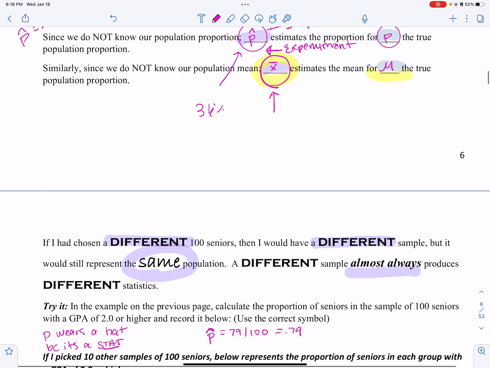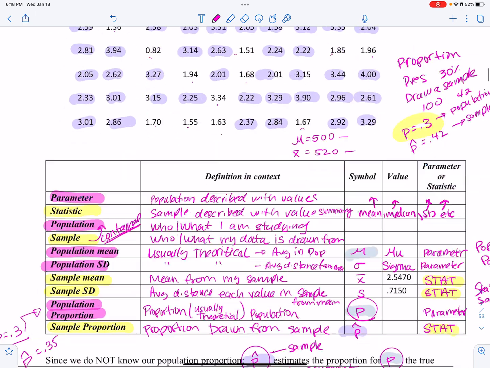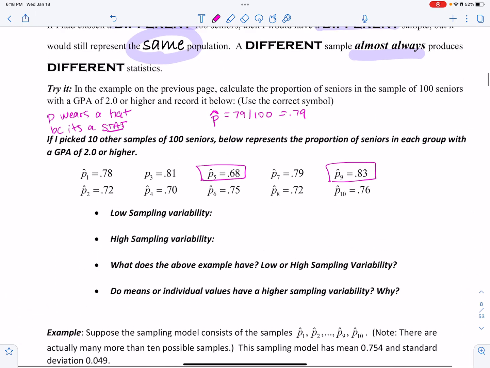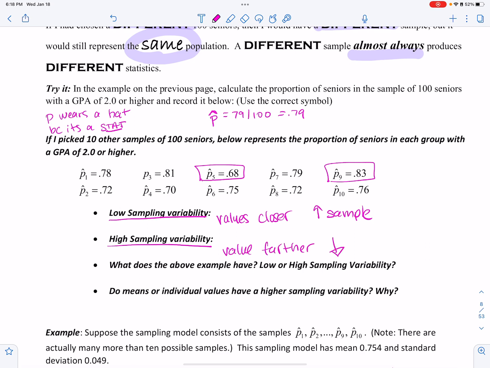But it's a lot less variability than if I look at the proportion of seniors I have, which is 0.79. Low sampling variability is what it's talking about here versus high sampling variability. Low sampling variability is when your values are closer, and the way you get low sampling variability is you have a larger sample size. High sampling variability, obviously, is when the values are further apart. You don't want high sampling variability, but you get it when you have a small sample. Let's think about this.